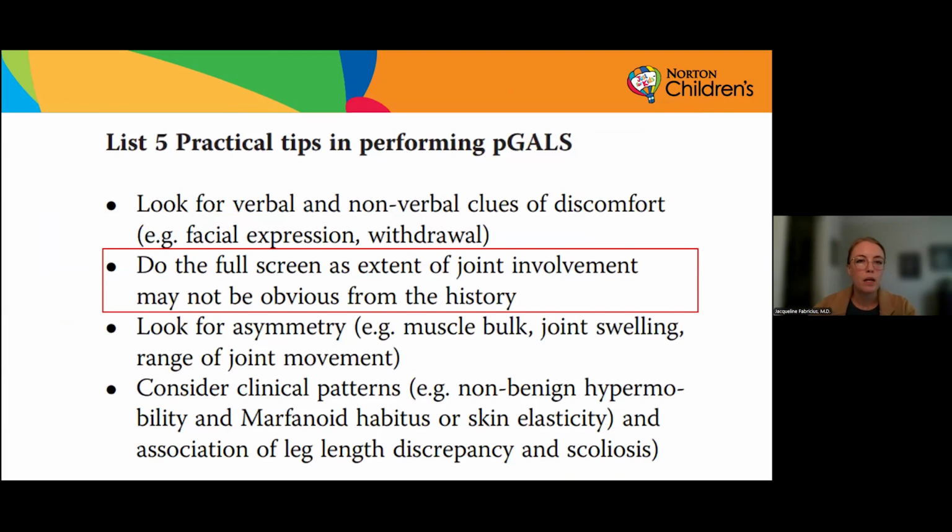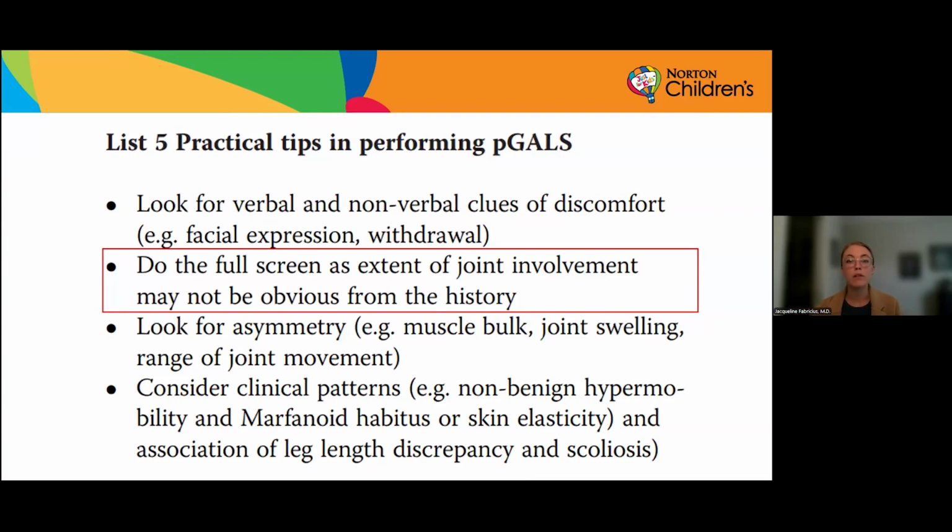When performing the pGALS, one of the biggest things that you're going to be looking for on exam are verbal and nonverbal clues of discomfort. So is the child grimacing? Are they withdrawing? That sort of thing. And it's important to do the full screen, which is really examining every joint, head to toe in the body, because the extent of joint involvement may not be obvious from the child's history.